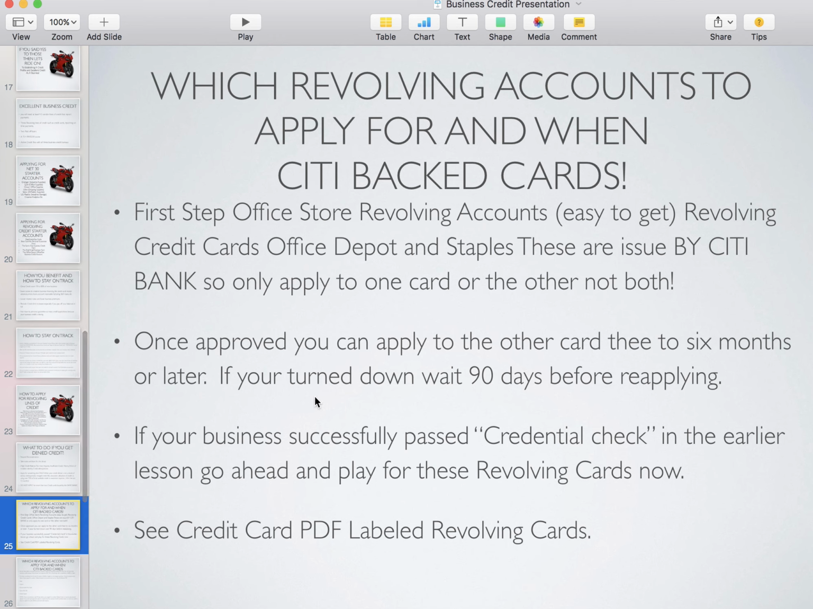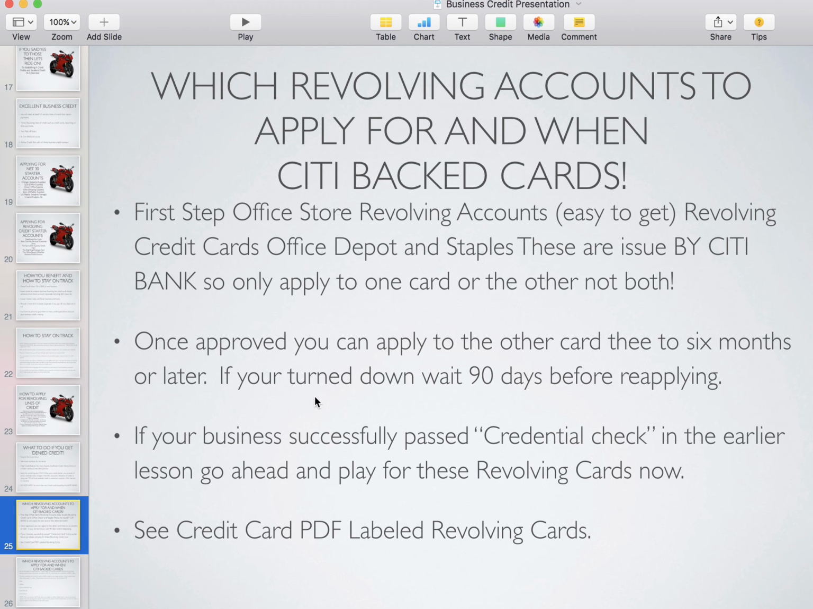All right. So which revolving accounts to apply for and when? Let's talk about Citibank cards. First step when you're talking about these type of cards is, these are actually office store revolving accounts. So when you're setting up your revolving credit accounts, the easiest to get would be your office store revolving accounts. Those are your Office Depot and Staples. They're issued by Citibank, so only apply to one card at a time. Do not apply for both cards at a time. One or the other, not both.